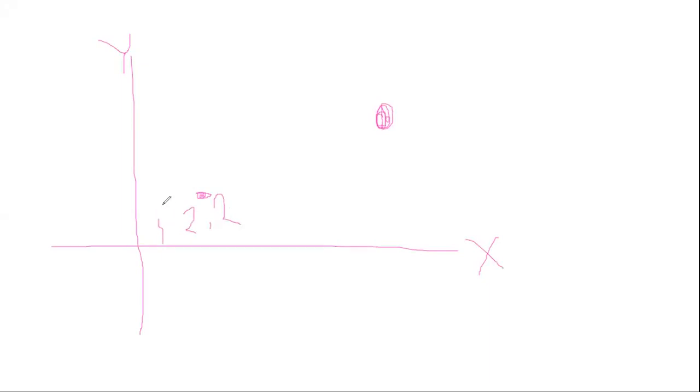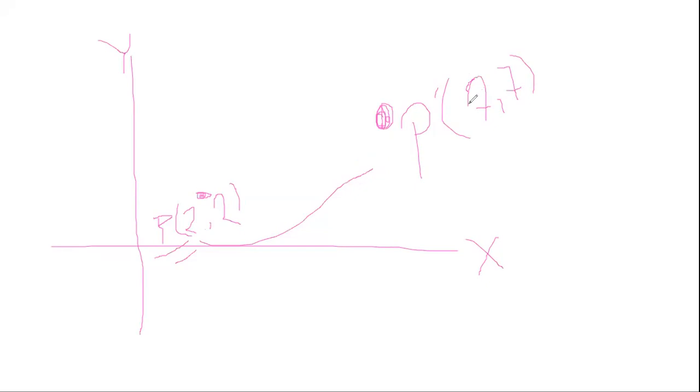Sorry about the handwriting. This point is P and this point is P prime. Let's assume this is 7, 7. So translation means the process by which you can transfer this point P to P prime. So you can translate this point P to P prime.